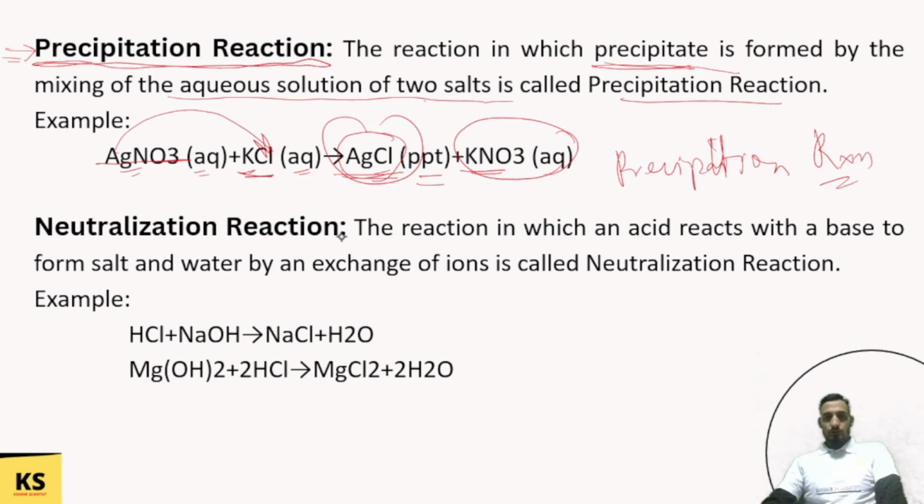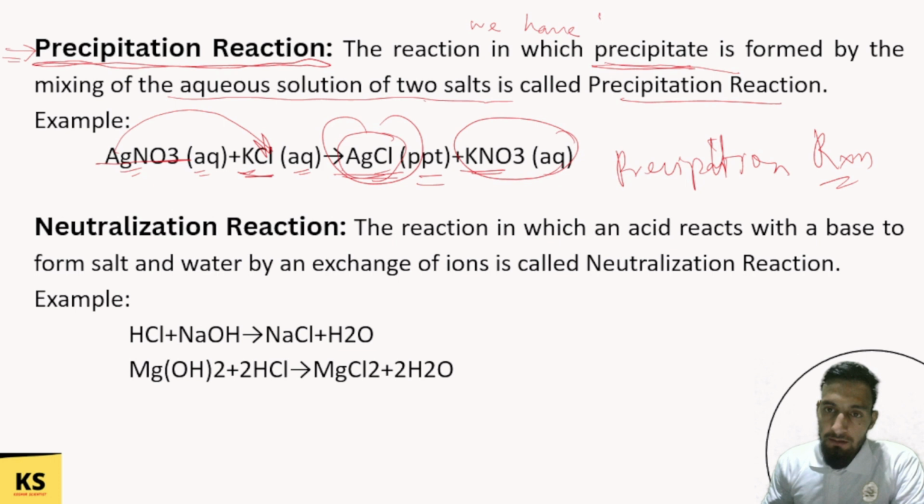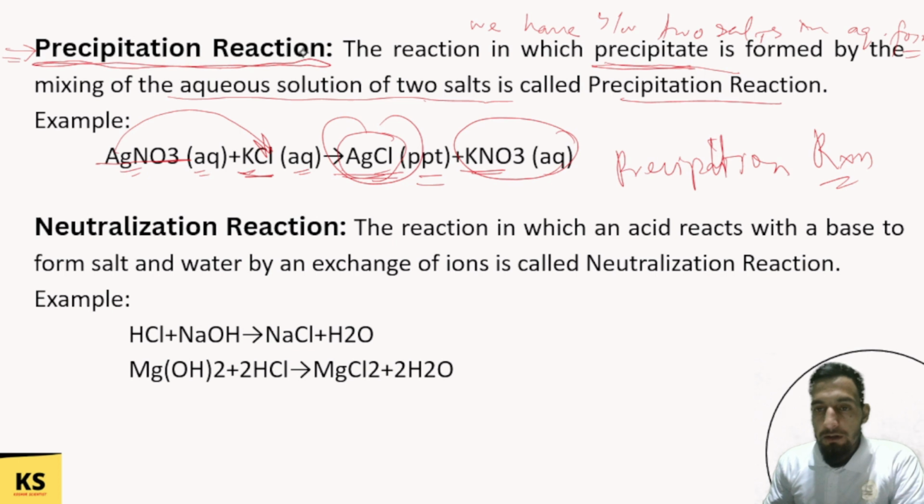Why? Because there is formation of a precipitate of type AgCl. So remember, when we have a reaction between two salts in aqueous form, there is formation of a precipitate, and this type of reaction is called a precipitation reaction. Coming to another type of reaction, that is neutralization reaction.